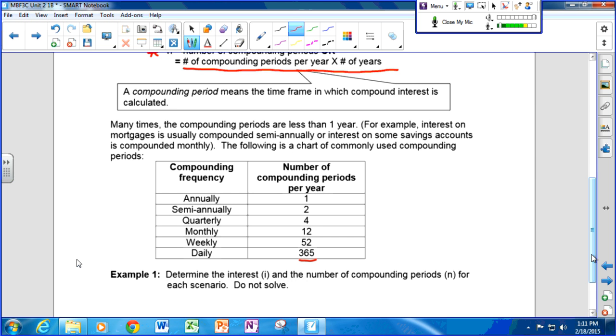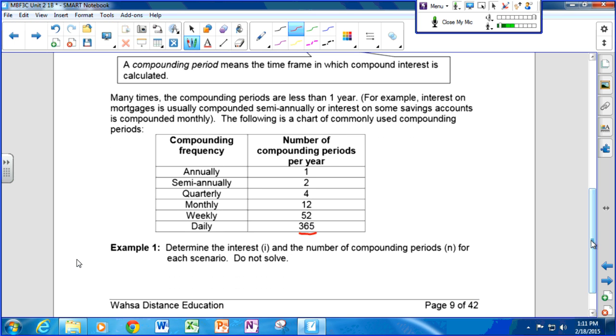So what you do is, when it tells you what the compounding frequency is, then you're going to know which unit you're going to use if you have to, for example, divide the interest rate. Okay.